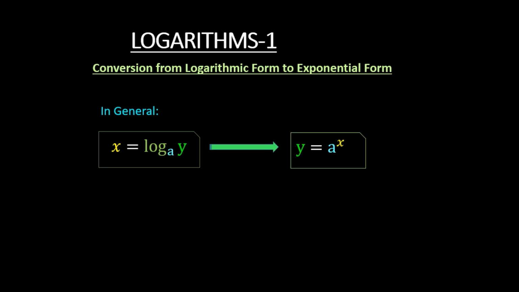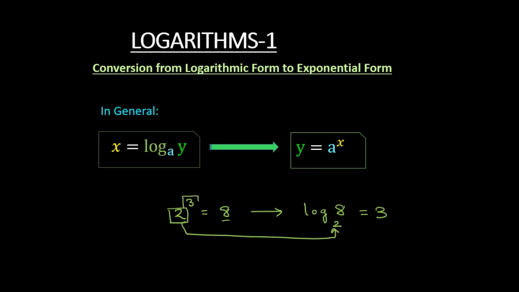If we take an example, 2 raised to the power 3 equals 8. Now if we represent this in logarithmic form, log of 8, that is the answer, log of 8 base 2 will be equal to 3. So the base becomes the base of the logarithm, the index becomes the answer in case of logarithm, and the answer is taken as the input to the logarithm. So this is true for all the cases.